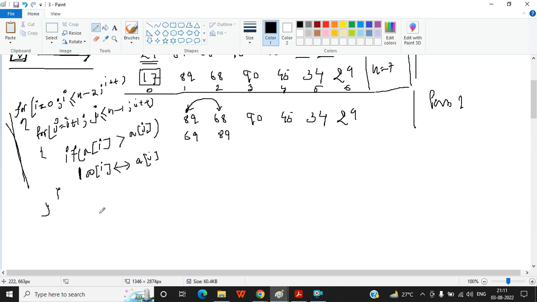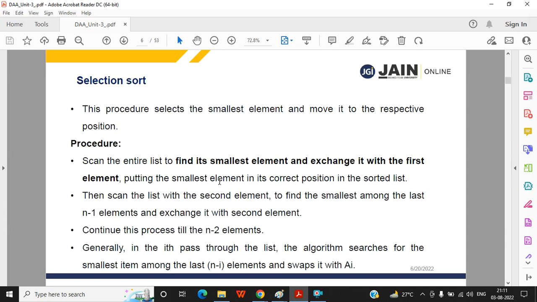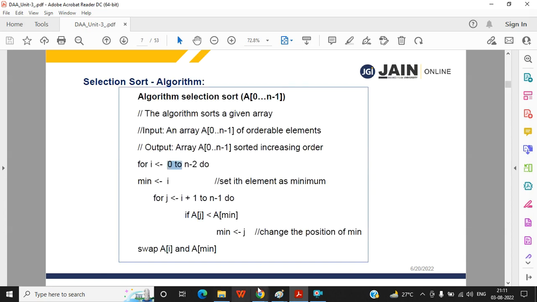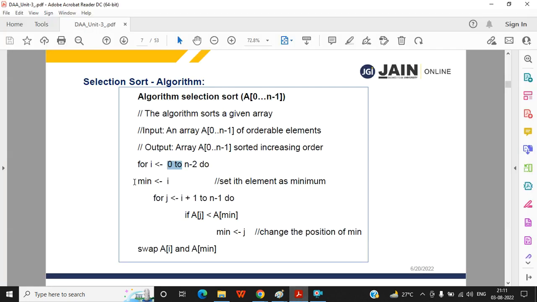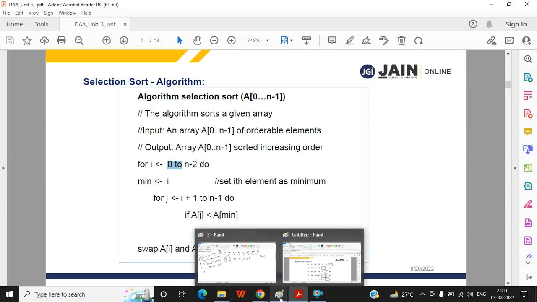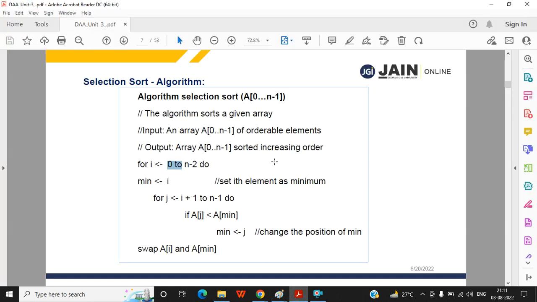See here, if you perform this analysis on this algorithm and on this algorithm, both will be the same. So I'm just telling you that. Okay, just copy it.